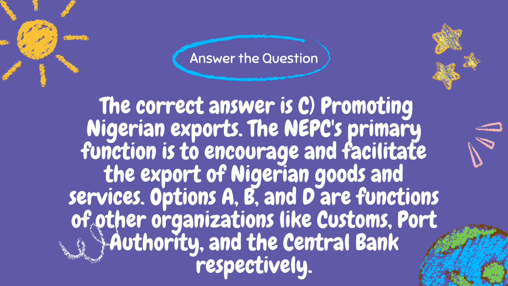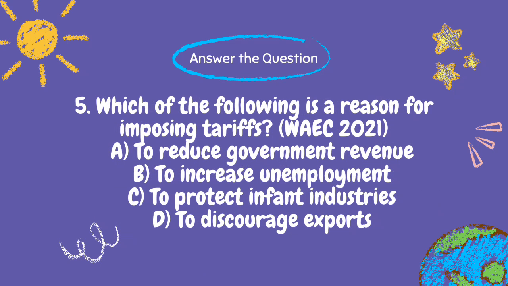Let me explain. The NEPC's primary function is to encourage and facilitate the export of Nigerian goods and services. Option A, option B, and option D are all functions of other organizations like Customs, Port Authority, and the Central Bank, respectively. Question number 5. This one is coming from the year 2021.